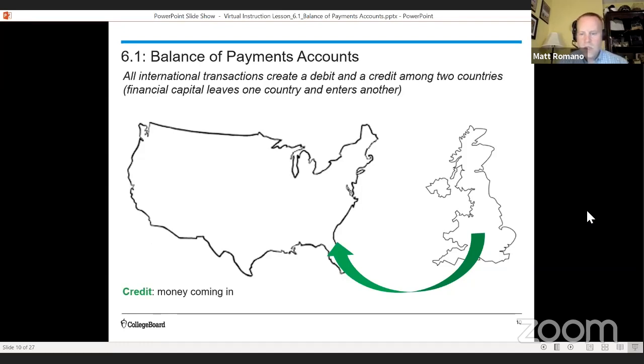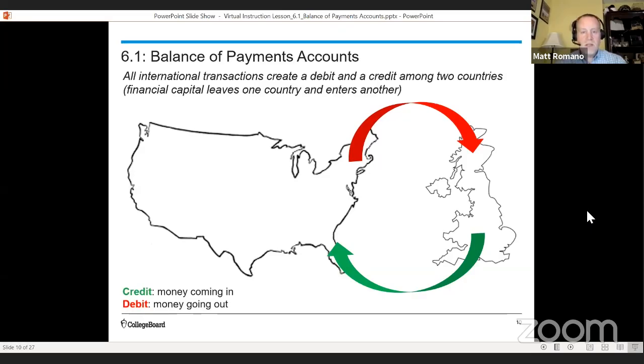Why would that happen? Well, it could be because the British people are buying goods from the US. It could be for a lot of reasons. They're lending money to people in the US. Could be a lot of different reasons, but money is flowing into the US from the UK. We call that a credit. If money is flowing out of the US into the UK, we call that a debit. Money is leaving. Think of your debit card. Money is leaving a bank account when you use a debit card. So credit, money coming in, debit, money going out.